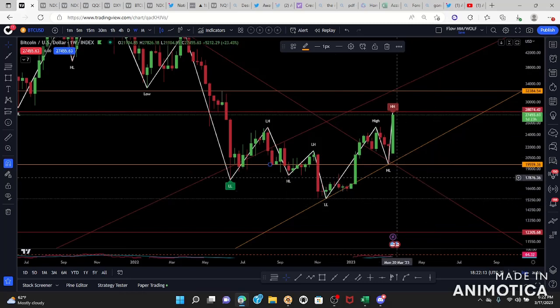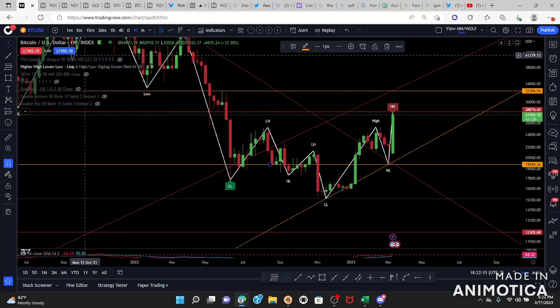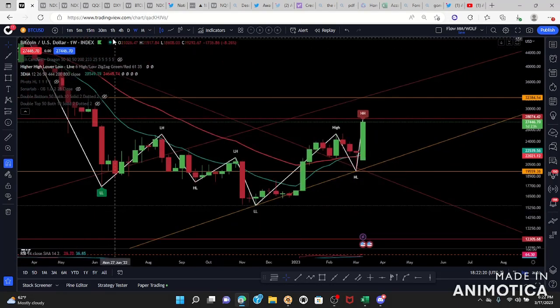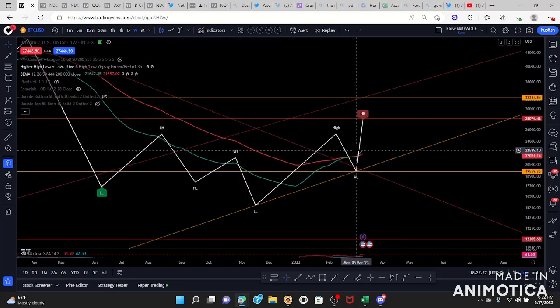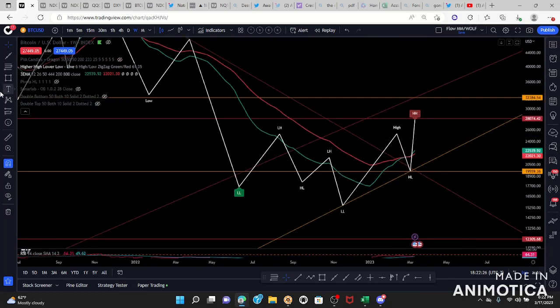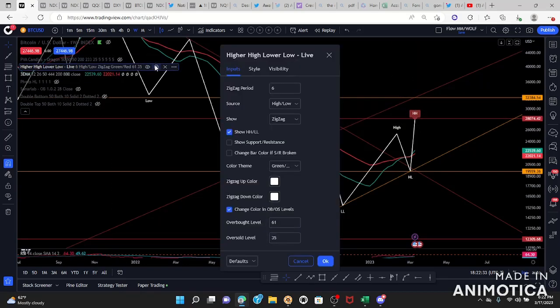Let's turn on our 12 and 26 EMAs, really important. I do want to make a note that they have officially crossed to the upside, which for me makes it a bullish trend. A higher high has been printed. This is why I love this indicator.